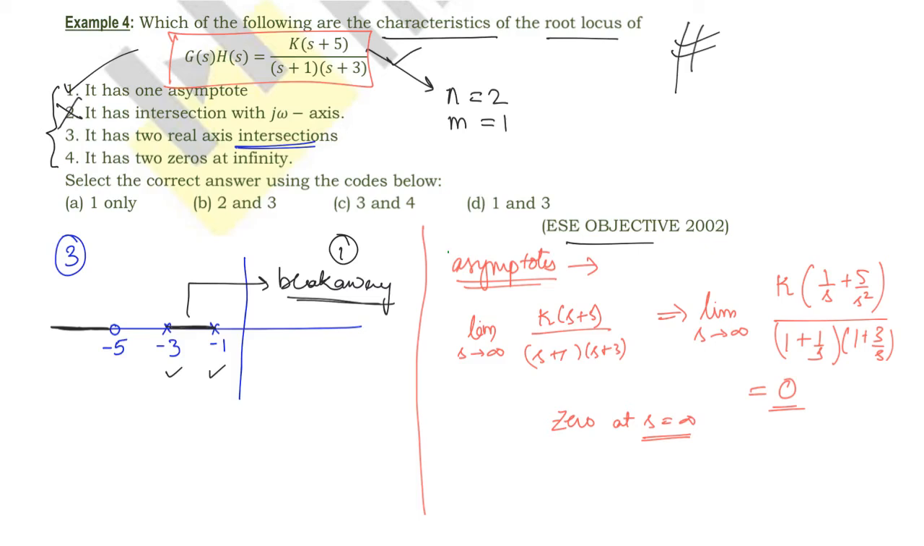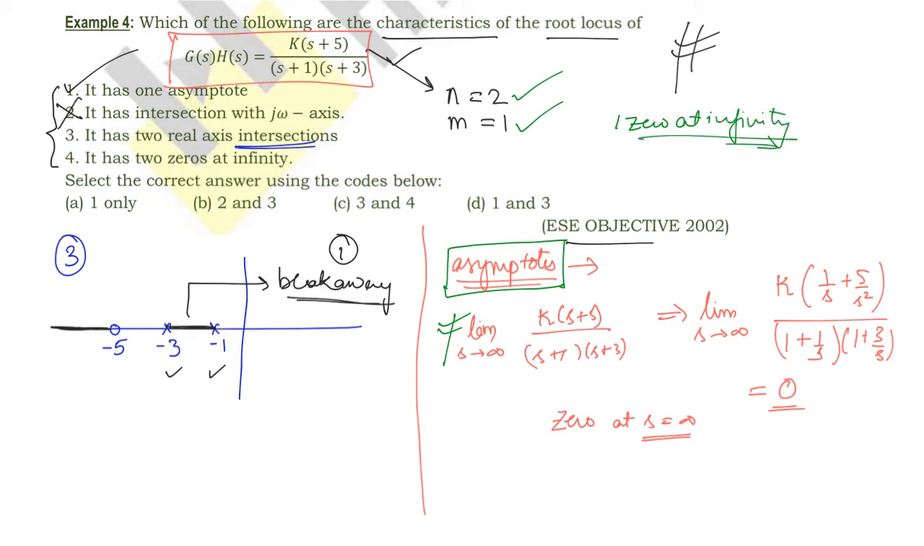So whenever there is an asymptote, you have to remember that the value of s will tend to infinity, and at infinity there might be either a pole or a zero, which you can find by taking the limit. Or there is a much simpler way. If the number of poles is greater than the number of zeros, then there will be zeros at infinity. Here you can see that there are 2 poles and 1 zero. So there will be 1 zero at infinity.